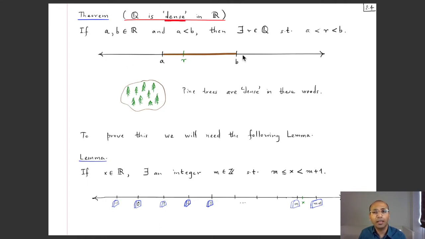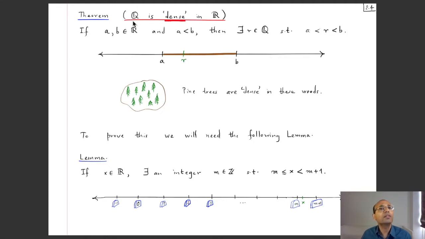Here is the real line, and here are the two numbers A and B, and A is strictly less than B. So A and B decide a patch on the real line, and this theorem is saying that no matter which such patch you consider, there exists a rational number in this patch.